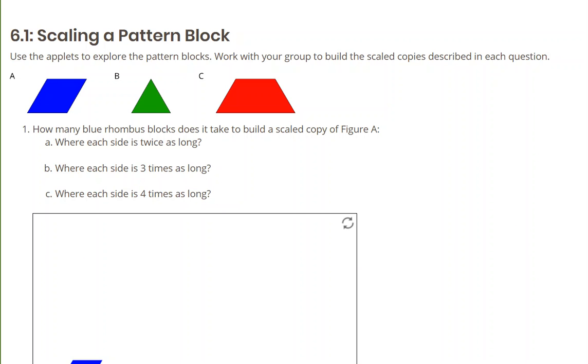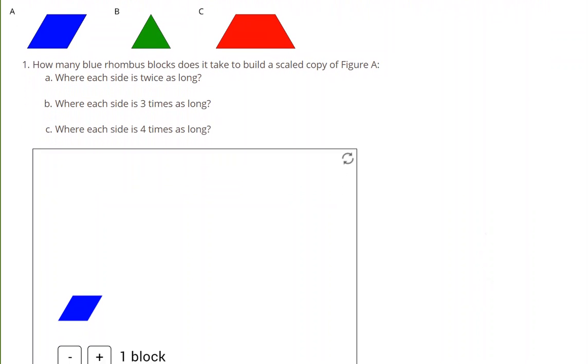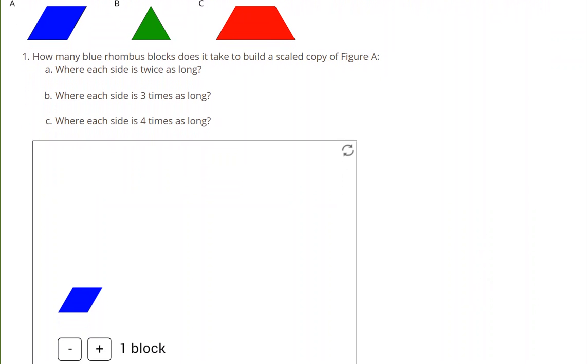On your note sheet on the front side, you should see shapes A, B, and C. So you see a rhombus, you see a triangle, and you see a trapezoid. We're going to start with the rhombus, the blue rhombus, and we're going to figure out how many blue rhombuses it would take where each side is twice as long.